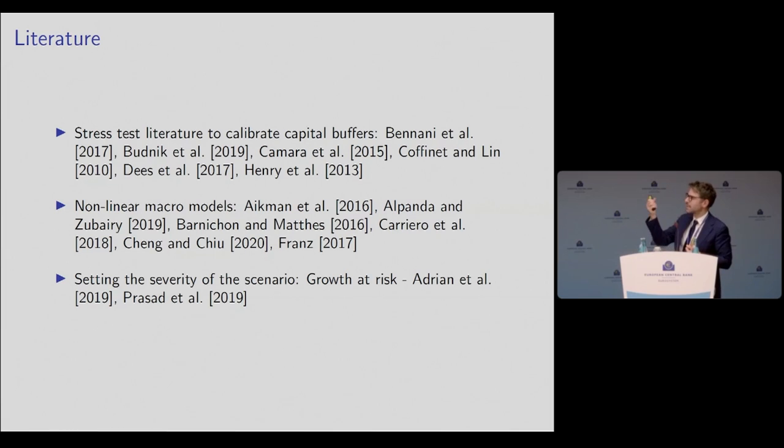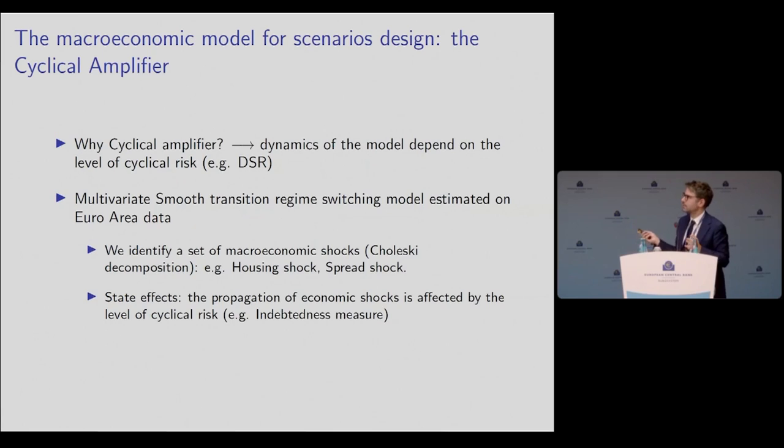And then we use the outcome from this nonlinear macroeconomic model in the generation of the macroeconomic scenario. Then we have the third stream of literature, which looks more at growth at risk, and tries to find the relation between risk and growth. Our model is also able to do that, and we do that in a multivariate framework that I'm going to show you in a second.